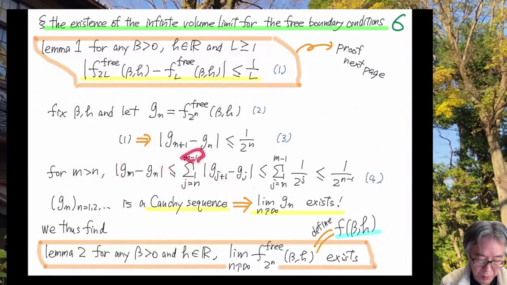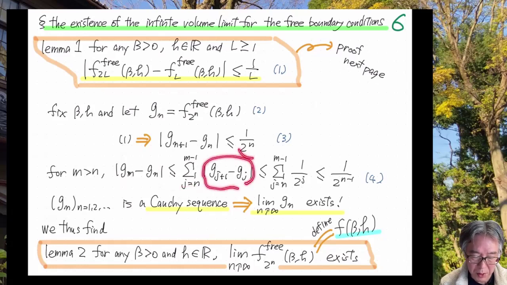If you plug m minus 1 here, you get Gm, and if you plug this in here, you get Gn. So without the absolute value, you have this equality here. And then if you take the absolute value, the triangle inequality shows that this is upper bounded by this. But now we know that this is upper bounded by this. Now you replace this upper bound by infinity, and then you can just take the sum, and this is upper bounded by 1 over 2 to the power n minus 1.